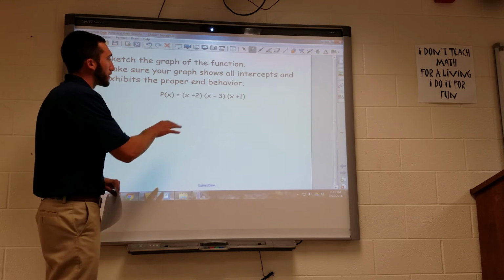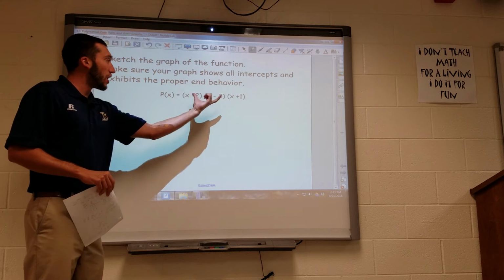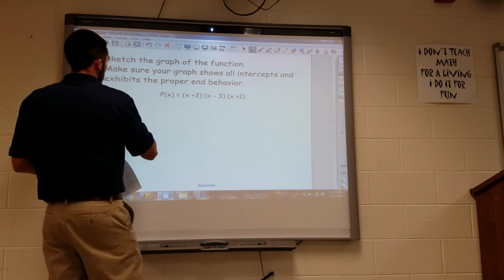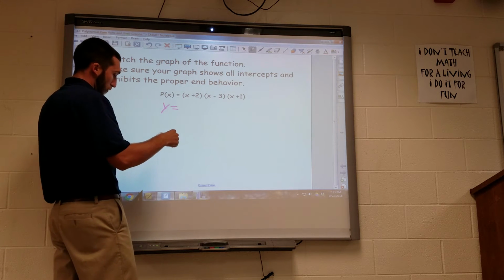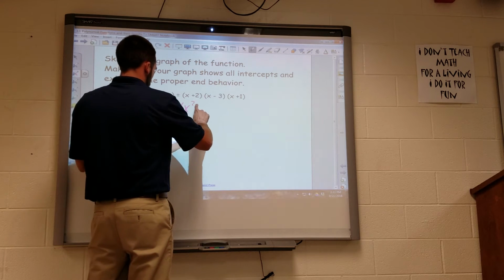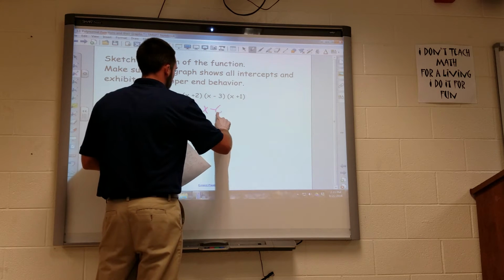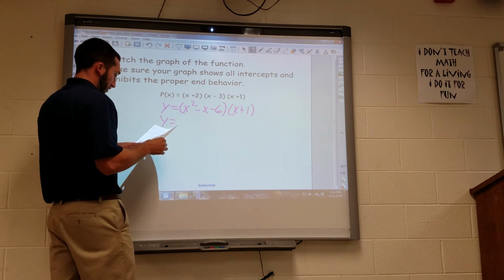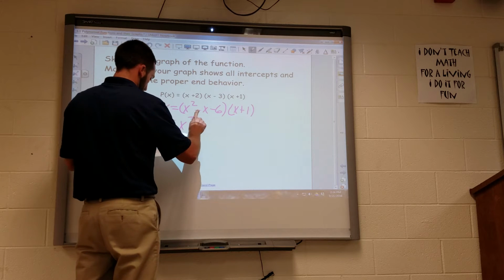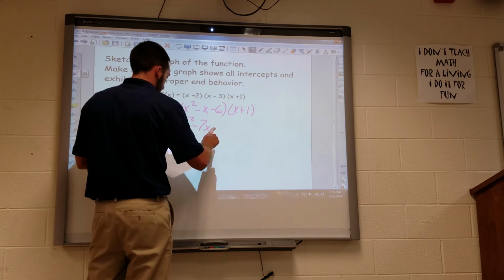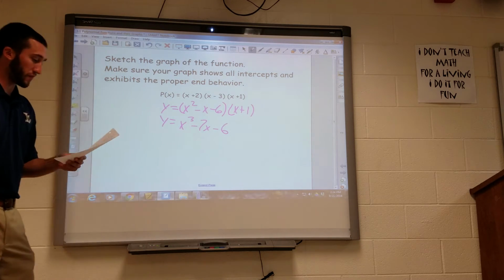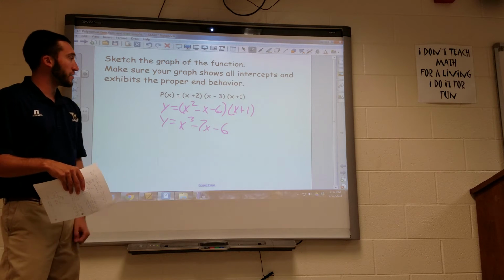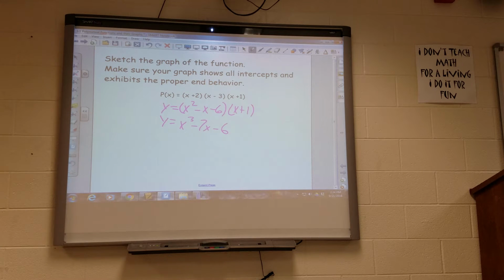But to get a better idea of what's going on, let's distribute it back out. Let's FOIL it back out and then graph it. As we FOIL, we get x squared minus x minus 6 times x plus 1. That gives us x cubed minus 7x minus 6 after we simplify. Again, I'll go ahead, plug this in, and see the type of graph that we get.